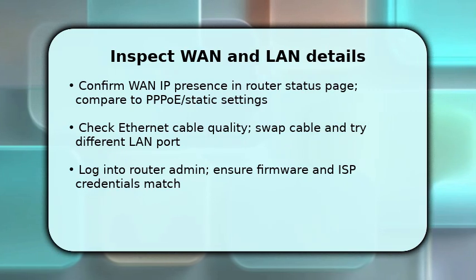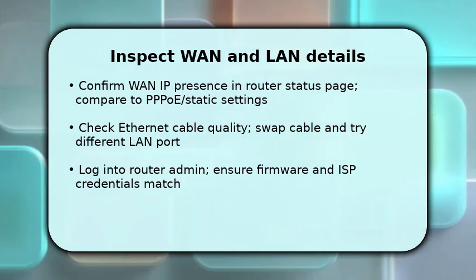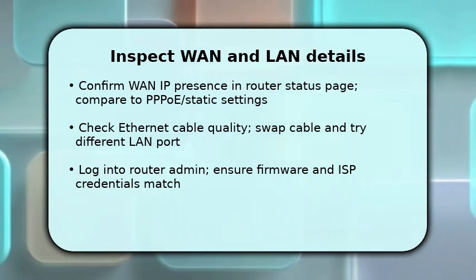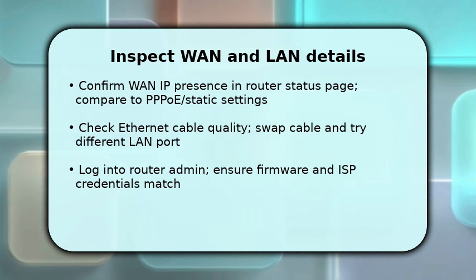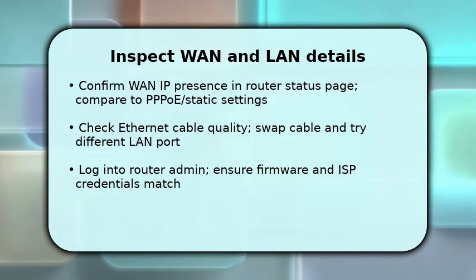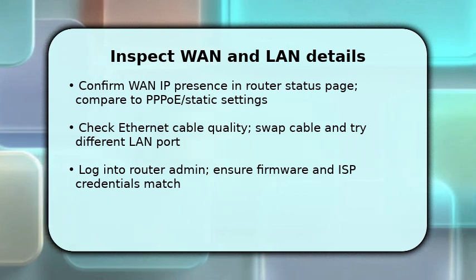Once lights look normal, log into the router's admin page to inspect the WAN status. You need to see a public or routed IP from the modem. If none, confirm PPPoE or static credentials are correct. Replace the WAN Ethernet cable and try another LAN port to rule out a bad cable or port.